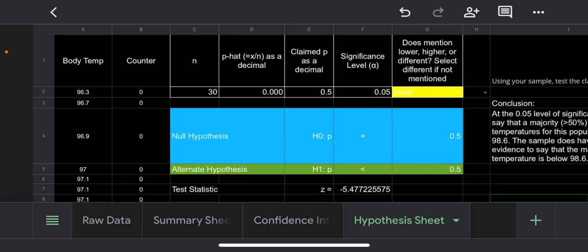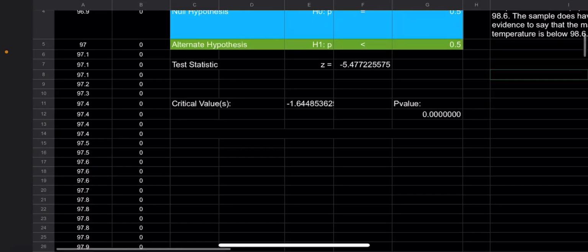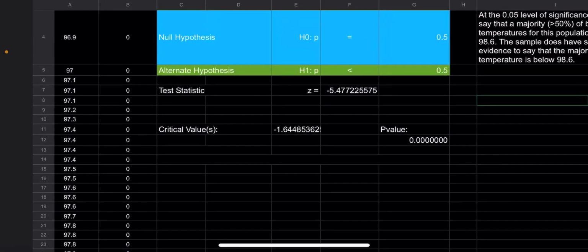greater than 0.5. The test statistic is negative 5.477. Critical value is negative 1.644, and the p-value again is 0.